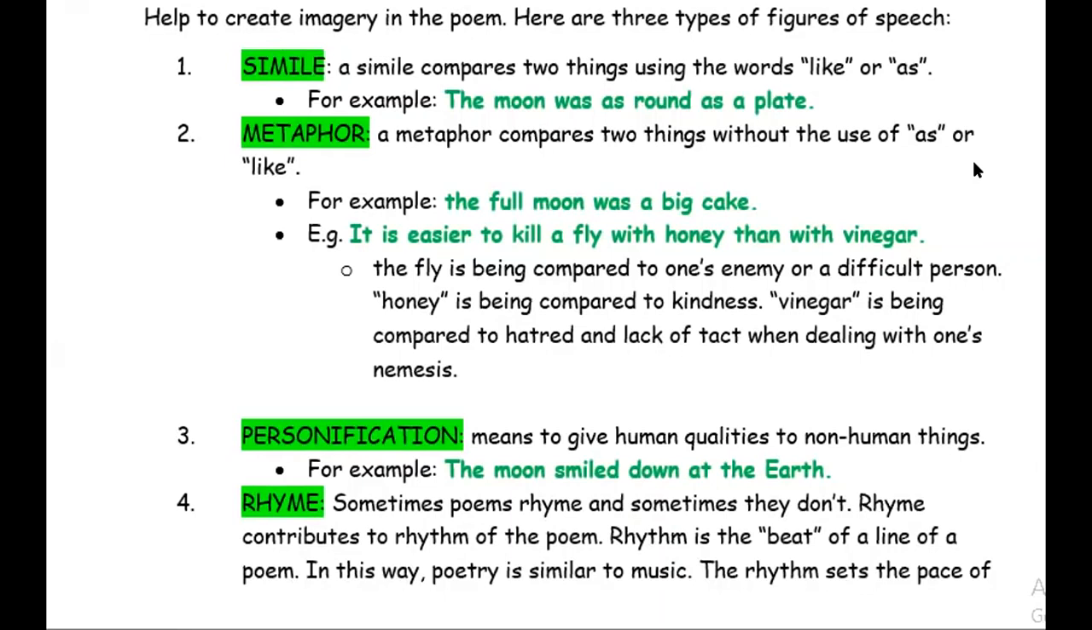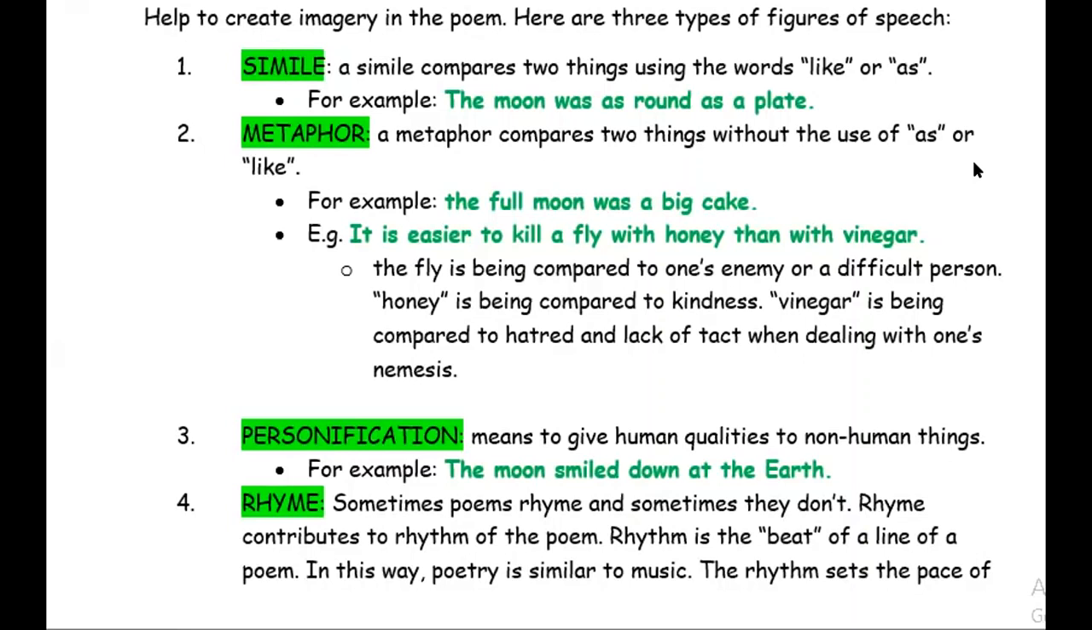Another example is, and we've done this in idioms and proverbs, it is easier to kill a fly with honey than with vinegar. And I really love this one because there's so many metaphors here. So when we look at the word fly, we are comparing fly to be your enemy. So it's easier to kill your enemy with honey. And what is honey being compared to? Honey is being compared to kindness and having tact.